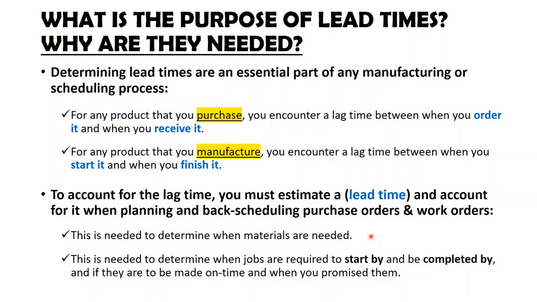Determining lead times is an essential part of any manufacturing or scheduling process. For any product that you purchase, you encounter a lag time between when you order it and when you receive it. For any product that you manufacture, you encounter a lag time between when you start it and when you finish it. To account for the lag time, you must estimate a lead time and account for it when planning and back scheduling purchase orders and work orders.